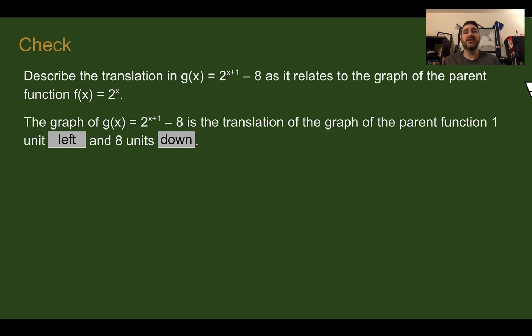Check your answer. You should have said that it went 1 unit to the left and 8 units down. We can see right here, plus 1, we're really thinking it's going to go to the right, but it's the opposite, to the left, and the same as k, so it is going down.